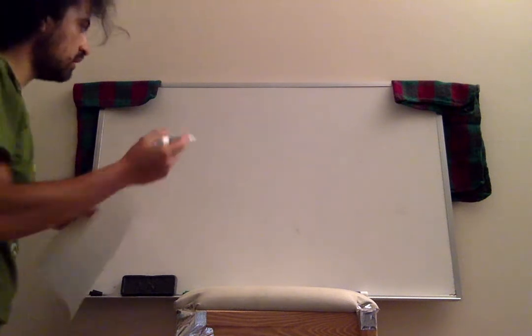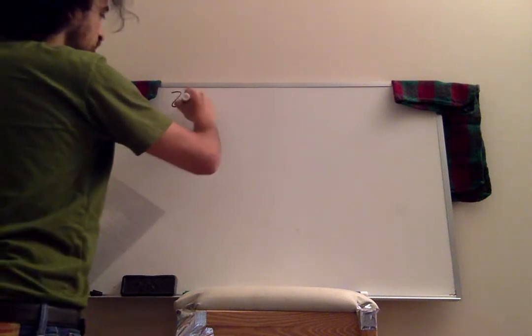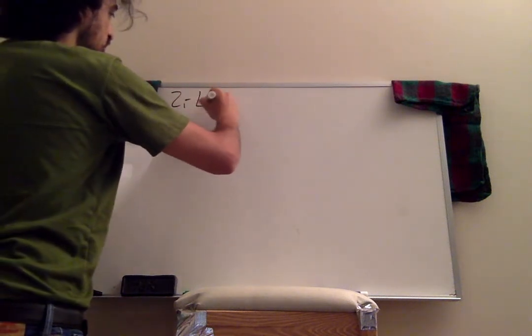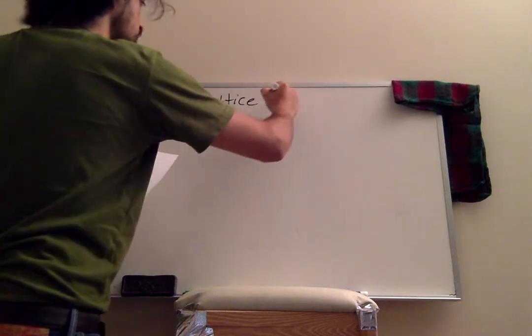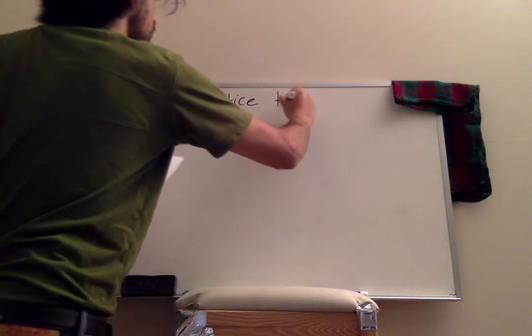So the second section is called Lattice Tool for QCD.